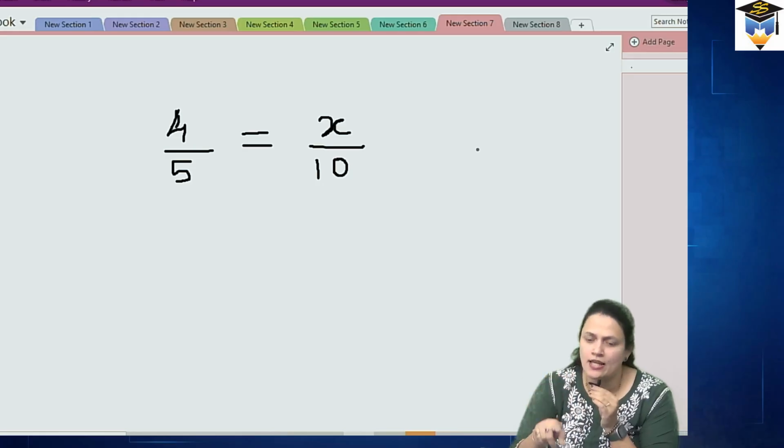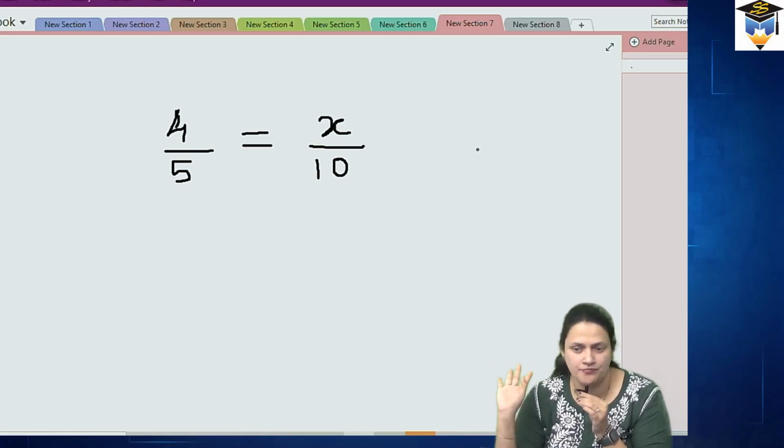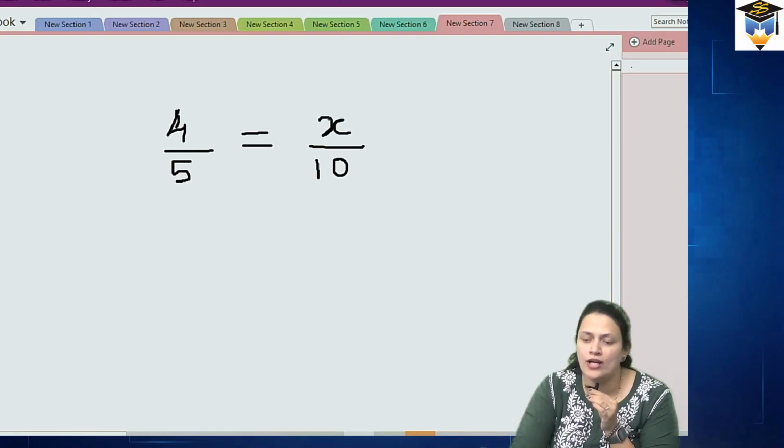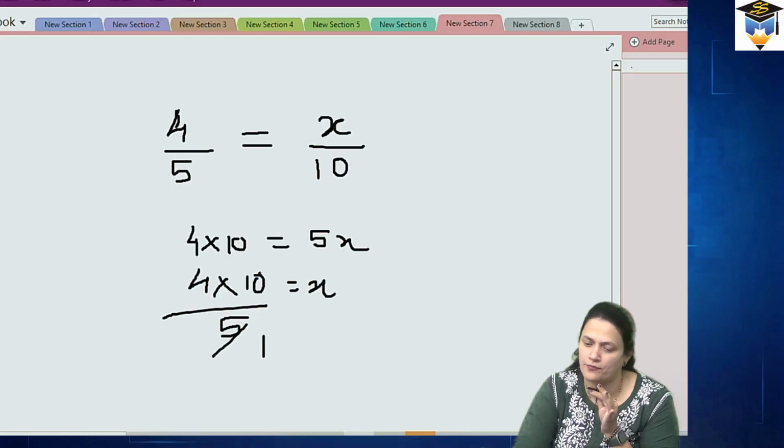Now in this case, 4:5 means 4 girls are there and 5 boys are there, and total number of children will be 4 plus 5, that is 9. Now here we don't know the number of girls. So how to calculate? Cross multiply. 4 into 10 is equal to 5x, or you can write 4 into 10 upon 5 will give you the value of x. So the value of x is going to be 8.